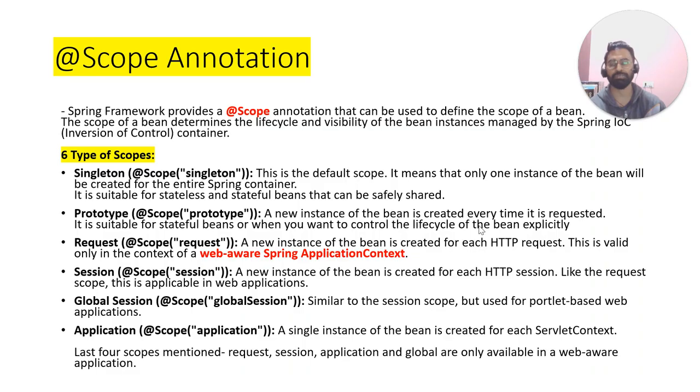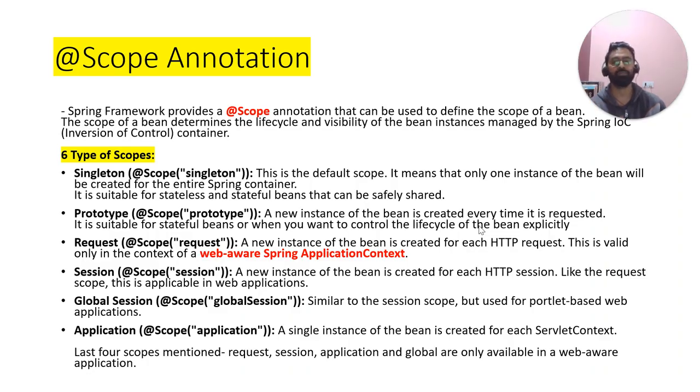Now coming to the prototype scope: every time a new instance will be created whenever you ask the Spring IoC container for that bean instance. So it is suitable for stateful beans and when you want to control the life cycle of a bean explicitly. To achieve this, we use @Scope, and in the value we provide the name as prototype. By this we tell the Spring IoC container that we want the scope as prototype. It means every request, it will create a new instance for that particular bean.